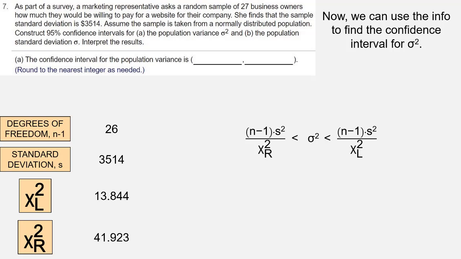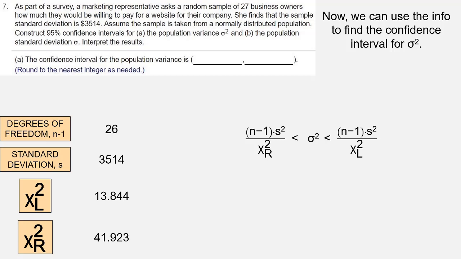The s is your standard deviation, but we're squaring it, so s squared is actually the sample variance. And then in this fraction, the chi-square R is on the left, and the chi-square L is on the right. At first that seems odd, but when you think about it, it makes perfect mathematical sense. Chi-square R is found farther to the right on the x-axis than chi-square L. That means that chi-square R is a larger value. When you put a larger value in the denominator of a fraction, that makes the value of the fraction smaller. So the left-hand fraction here would be smaller than the right-hand fraction, so the inequality can be true.